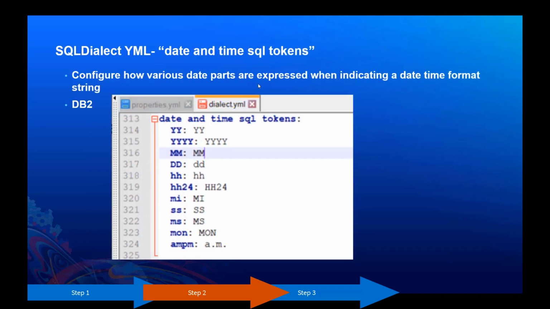Okay. The date and time SQL tokens allows us to configure the date parts of a date and time format string. In DB2, capitalized letter codes are used. So for example, month is signified by capital M, capital M.